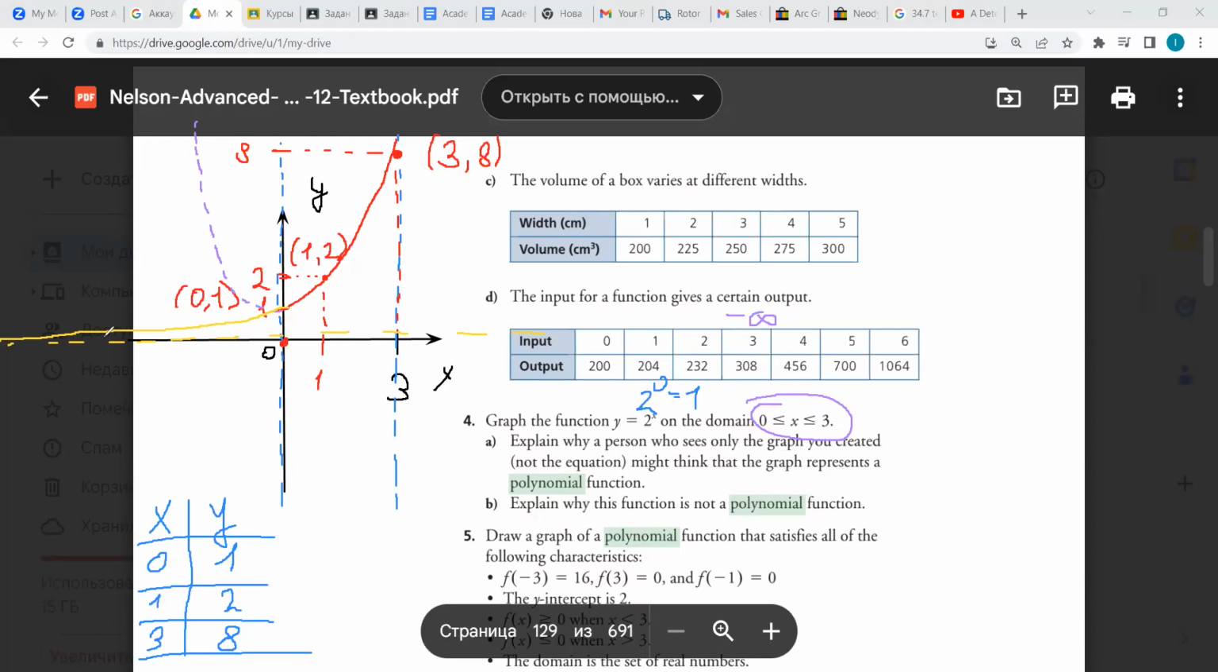So yeah, now you can see that some random person can assume this is a quadratic function, but we know that it's not. First of all, because this function has a horizontal asymptote. So this is the answer to question B. Explain why this function is not a polynomial function. And answer A, explain why a person who sees only the graph you created might think that the graph represents a polynomial function. They might think so because we can see an exponential dependence where the greater x becomes, the faster this curve grows.